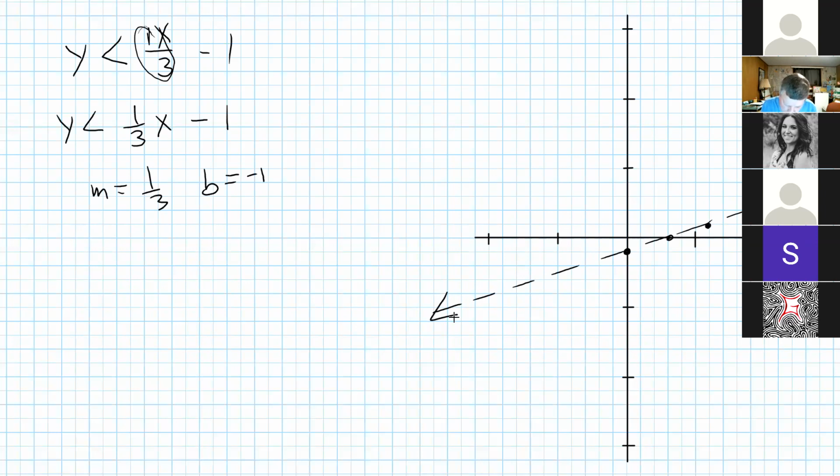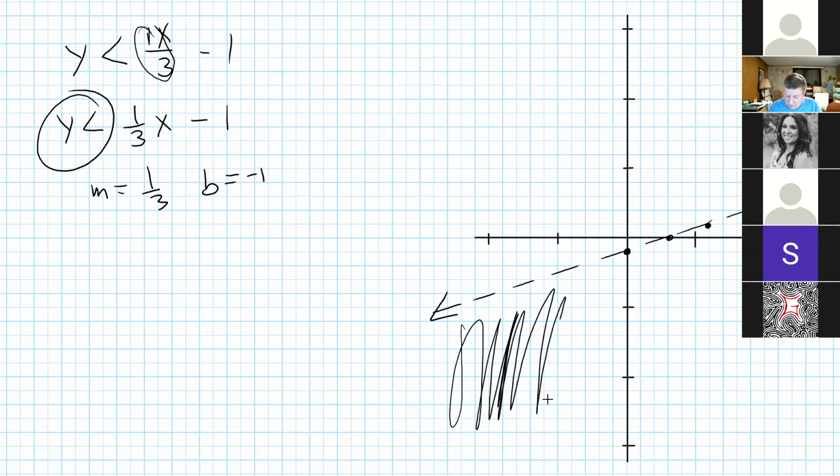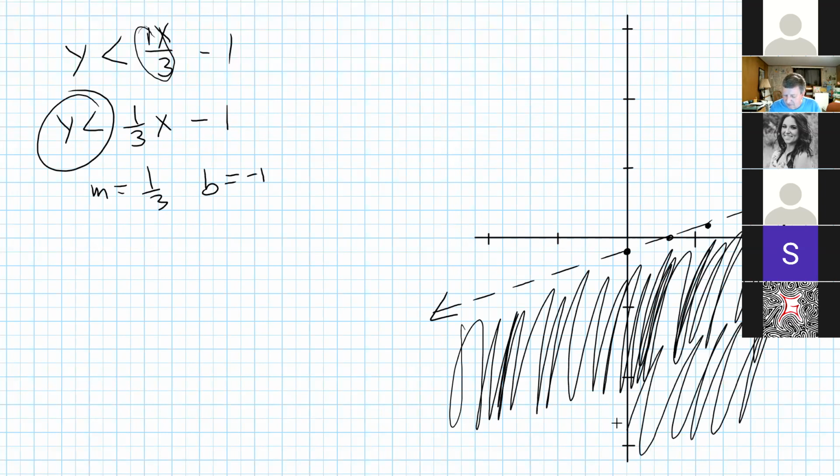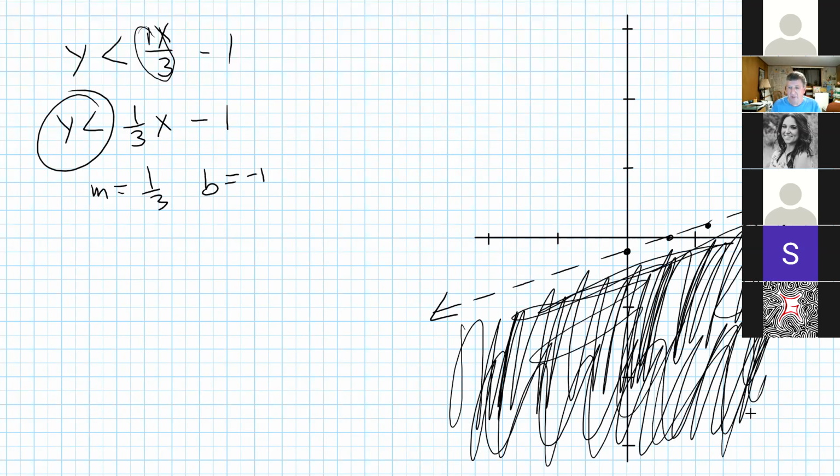All right. Now, it says y is less than, so we're talking shading below the line. So again, in this case, it's not our fence. It's our property below the fence, but the fence belongs to the neighbor, so it's not included in our property. Are you okay with that? Any questions there? We good to go on to another example? Yes. All right.